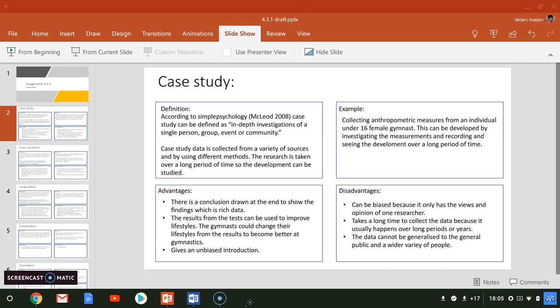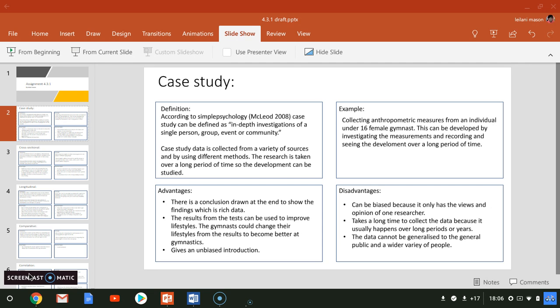which means that they can draw the conclusion to see what has happened through the development after a long period of time. Also, the results from the test can improve their lifestyles. These gymnasts can change their lifestyles from the result, and this could improve their gymnastics and make them become a better gymnast. It also gives no prejudice.